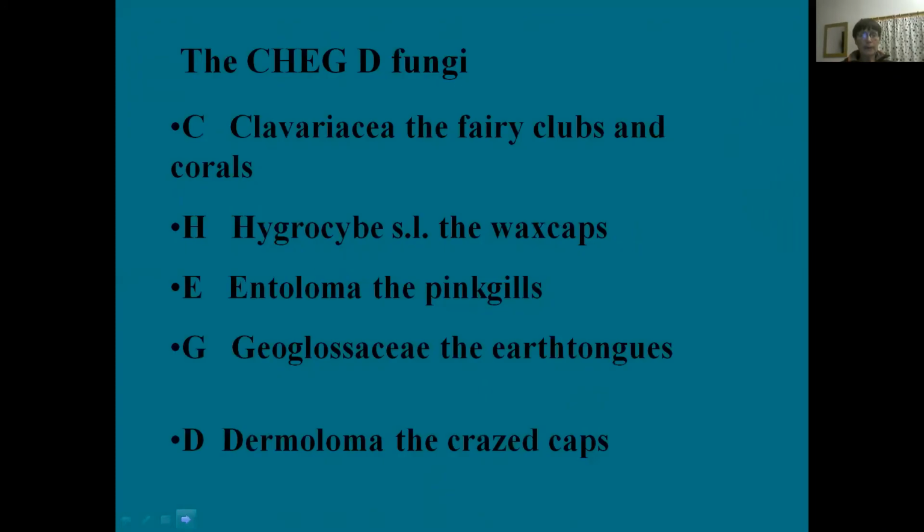So just to remind you what the targets actually are: C, Clavariaceae, the fairy clubs and corals; H, Hygrocybe, which is the waxcaps; E, Entoloma, the pink gills; G, Geoglossaceae, the earth tongues; and D, Dermoloma, the crazed caps. So let's just have a look and see what they actually look like.